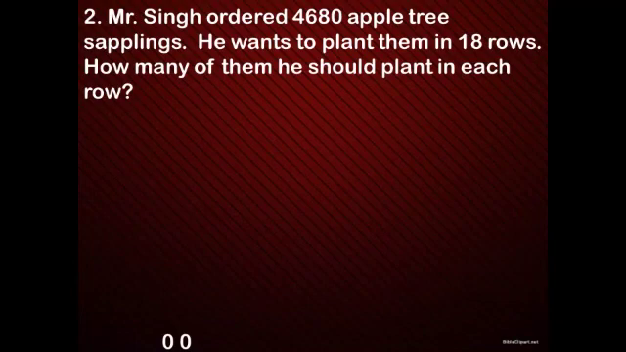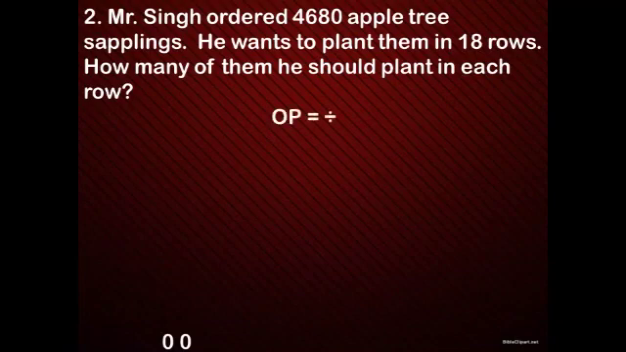Now you gather the information given in the sum. Mr. Singh ordered 4,680 apple tree saplings. He wanted to plant them in his garden. How does he want to plant them? He wants to plant them in 18 rows. So these are the two pieces of information given in the sum. So what should you find out? How many of them he should plant in each row. So in each row, how many plants should be planted. So the operation here is division.